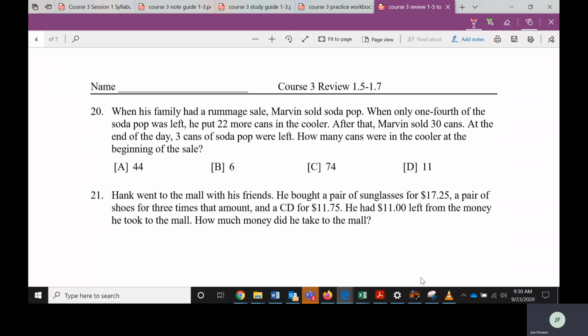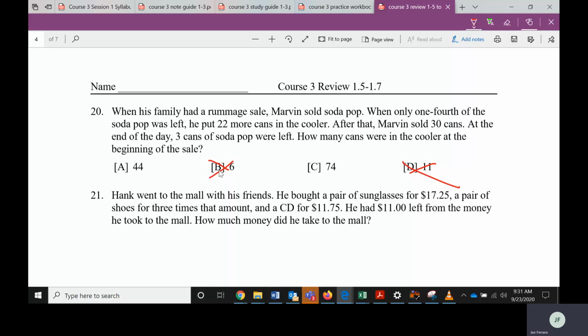So what you want to do, there's a few different ways of doing this one. Okay. First thing you can do is eliminate a couple of these just by saying, if he sold 30 cans, well, there's no way that he only had 11 or 6 cans in the cooler to begin with. Okay, that wouldn't make sense. So then we can look at, okay, we got 44, 74.